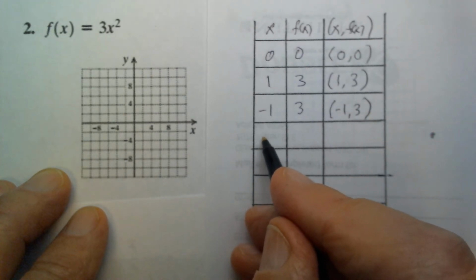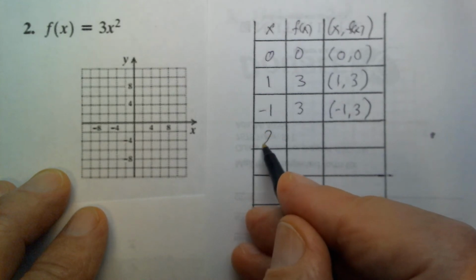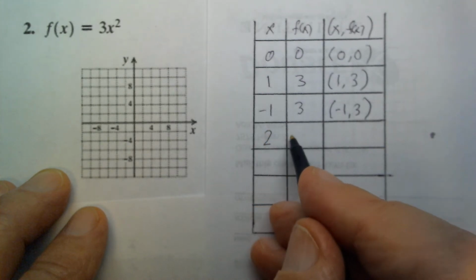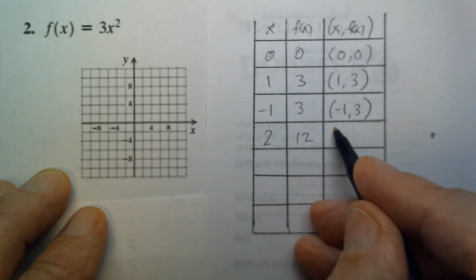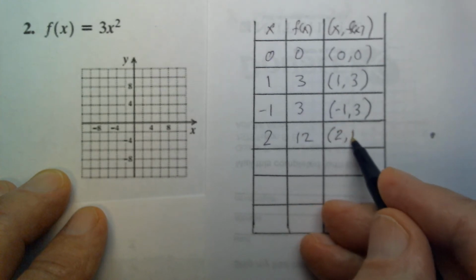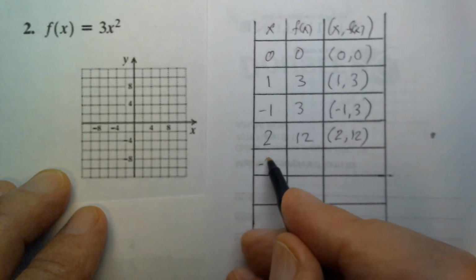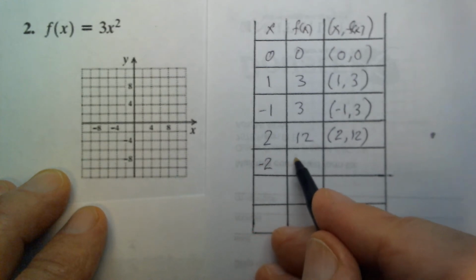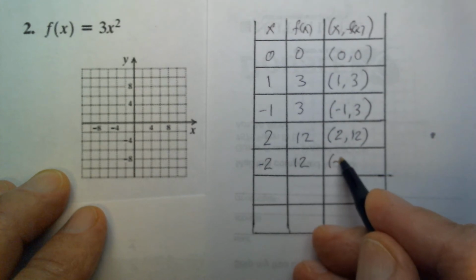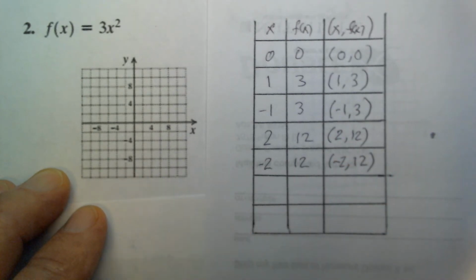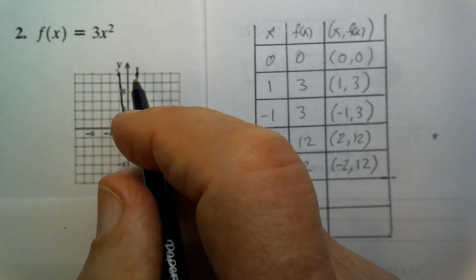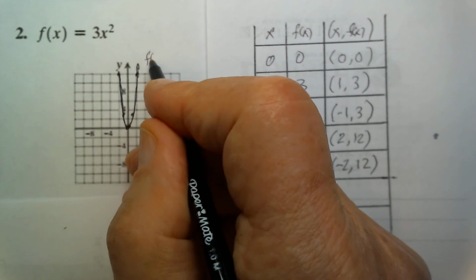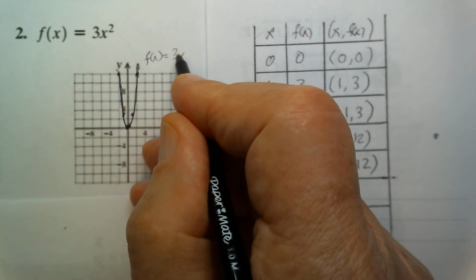When x equals 2, then 2 squared equals 4, and 4 times 3 is 12. We have the point 2, 12. And when x equals -2, -2 squared is 4, times 3 is 12. So we have the point -2, 12. Then we plot the points and connect them with a smooth line as well as possible. And this is the result. So this then is f of x equals 3x to the second power.